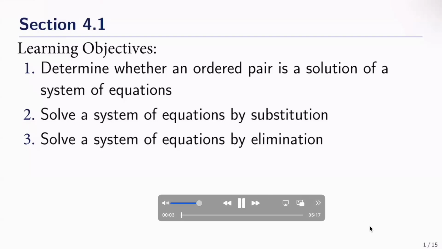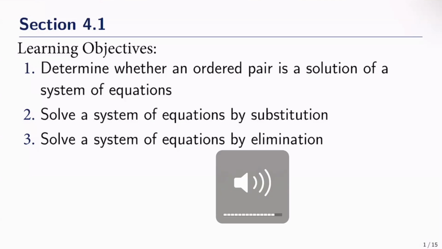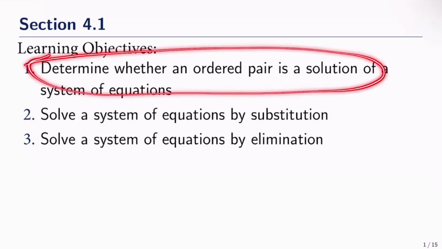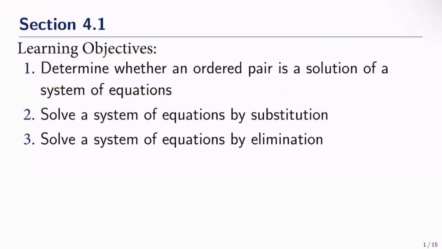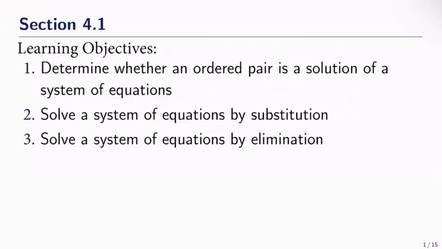Okay. So section 4.1, solving systems of linear equations. Our learning objectives are as follows. We have: determine whether an ordered pair is a solution of a system of equations. And then the two different methods are being able to learn how to solve by utilizing our substitution property, and also our second method, which is by using elimination.